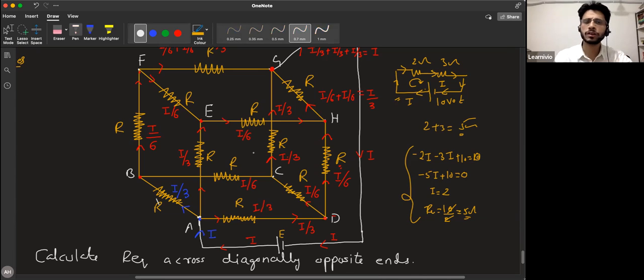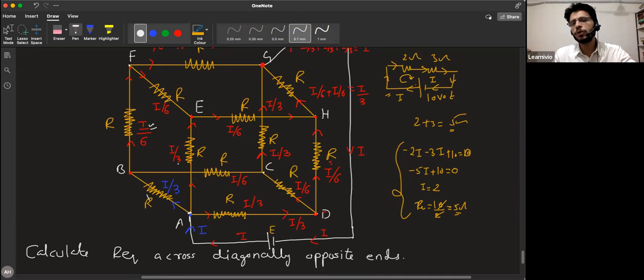Arpit was correct. Just one variable. There is one variable, I. R is given. So to calculate one variable, you need one equation. For one equation, we need one loop. I am choosing this particular loop.